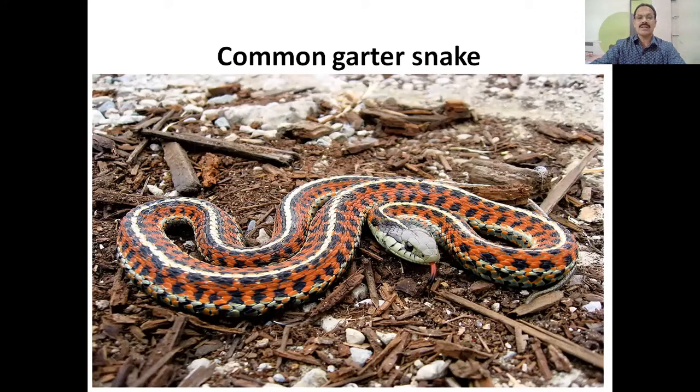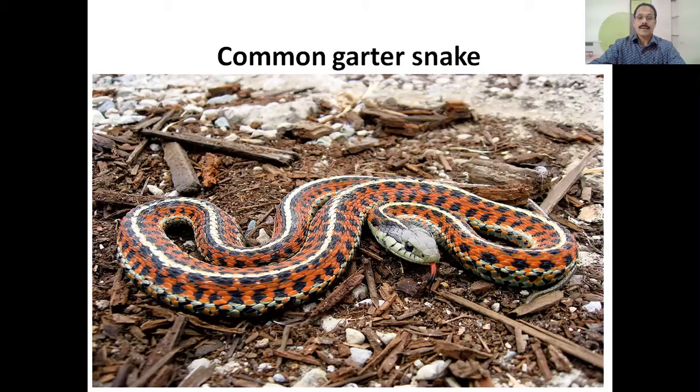So, for example, if this animal feeds on newts, some poisonous salamanders, or some poisonous toads, whatever poisonous compounds are present in these animals get absorbed and stored in its body. And when somebody feeds on this snake, that poison affects the body of that consumer very badly.